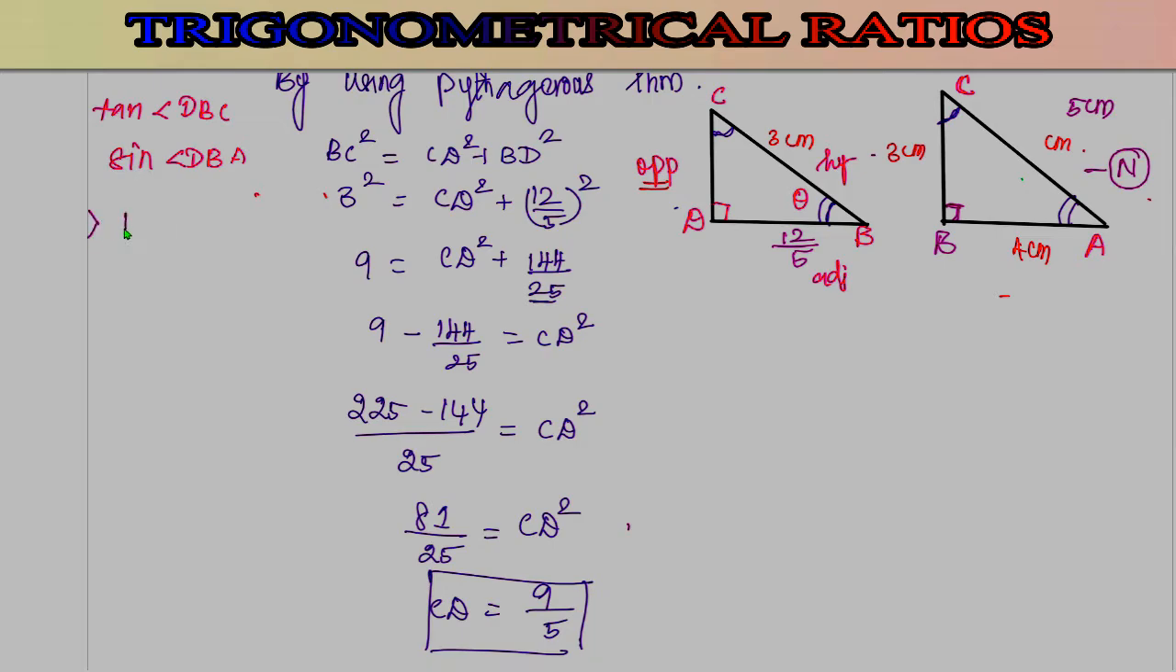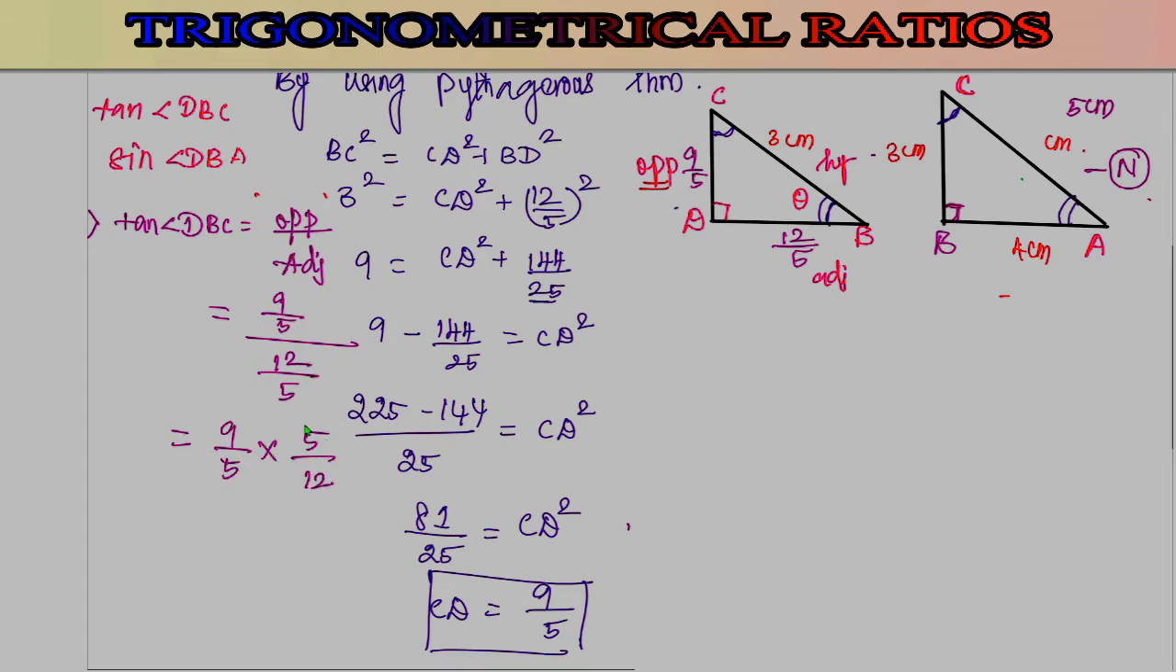We need to find tan angle DBC is equal to opposite divided by adjacent side. So the opposite side, we just now found, it is 9 by 5. 9 by 5 divided by adjacent, it is 12 by 5. So here you will get 9 by 5 into 5 by 12. Here 5 will get cancelled. 3 3s are 9, 4 3s are 12. So finally we got the answer is 3 by 4. Tan angle DBC is equal to 3 by 4.